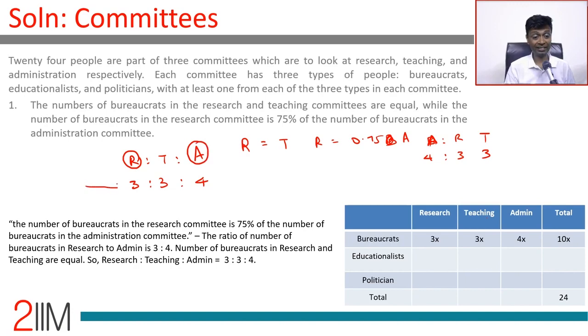Why are we taking it like this? When we're talking about number of people, it has to be whole numbers. So we don't want to think in terms of 0.75, 0.751. Better to think in terms of 3:3:4. 3x, 3x, 4x, total amounting to 10x.